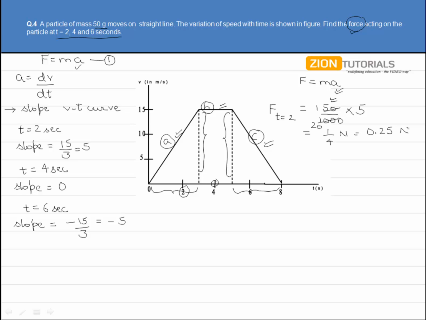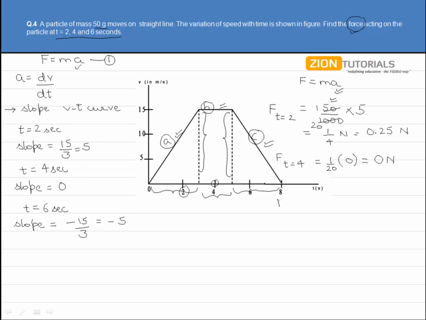or 0.25 Newton. Similarly, calculating the force at time t equals 4 seconds is equal to mass into acceleration. Mass is 1 by 20, but the acceleration is 0. Getting the force 0 Newton. So no force is applied in the time period this to this.